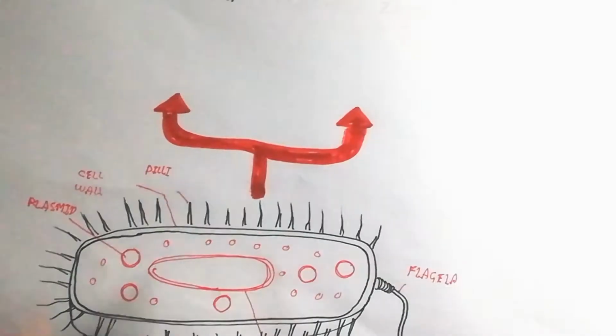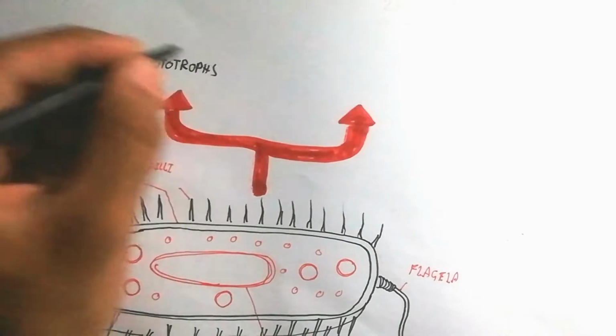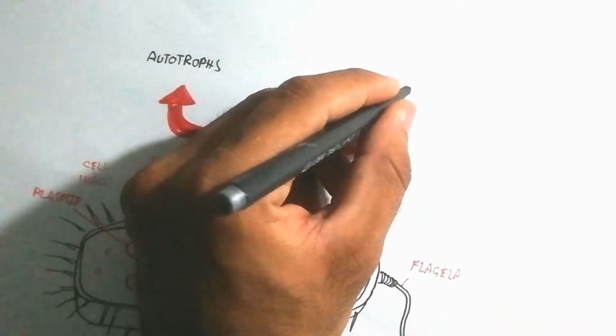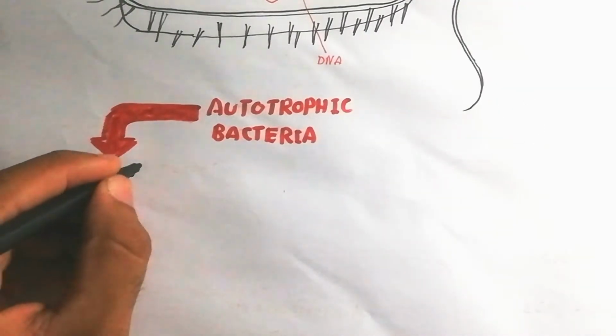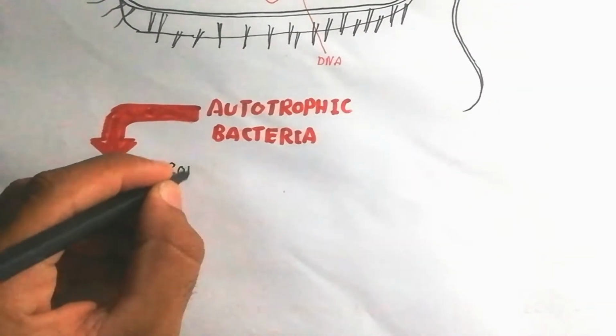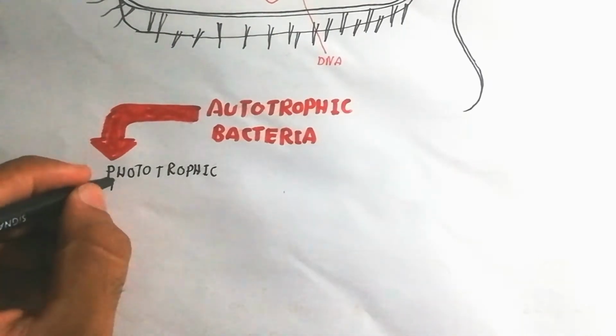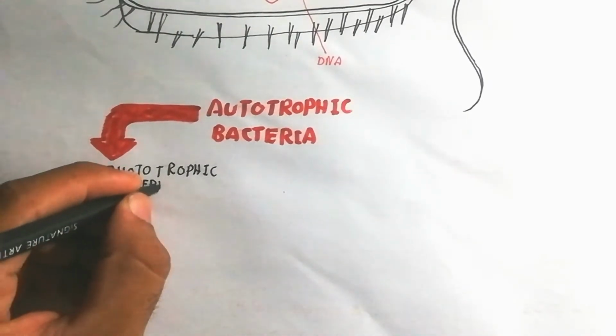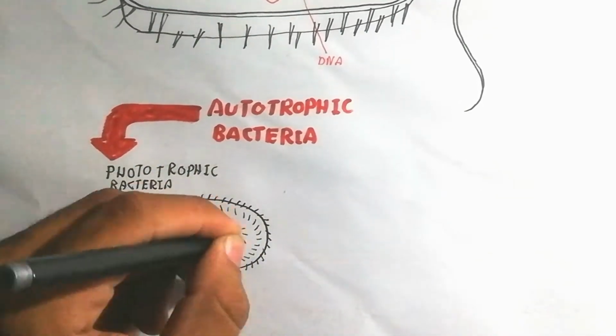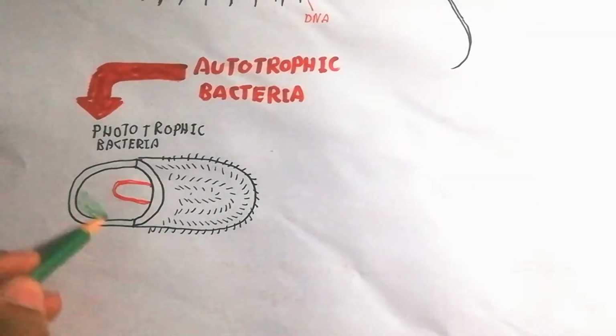So on the basis of nutrition, bacteria are of two types: autotrophs and heterotrophs. Autotrophs produce energy themselves, and heterotrophs use energy from another source, for example animals and dead organic matter. Here is the autotrophic bacteria. We will discuss the autotrophic mode of life of bacteria first. So here is the phototrophic bacteria. Phototrophic bacteria use the energy from light.